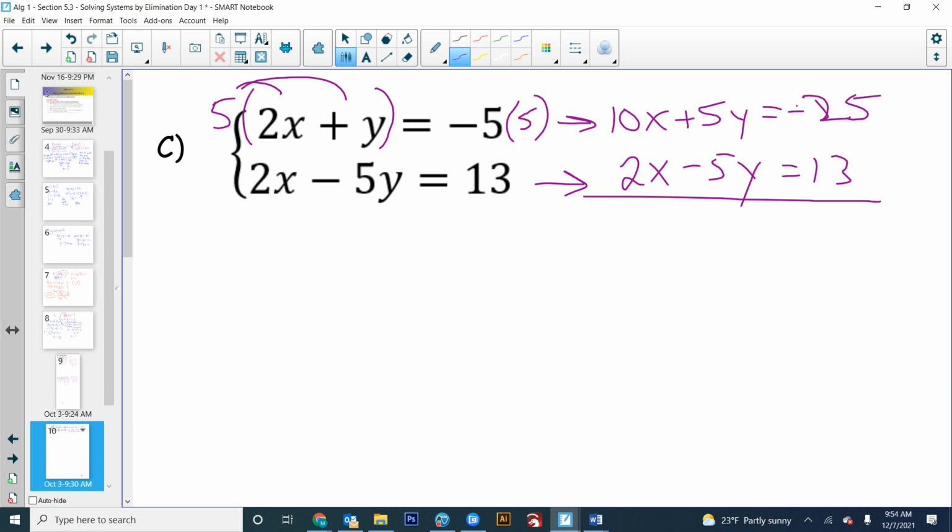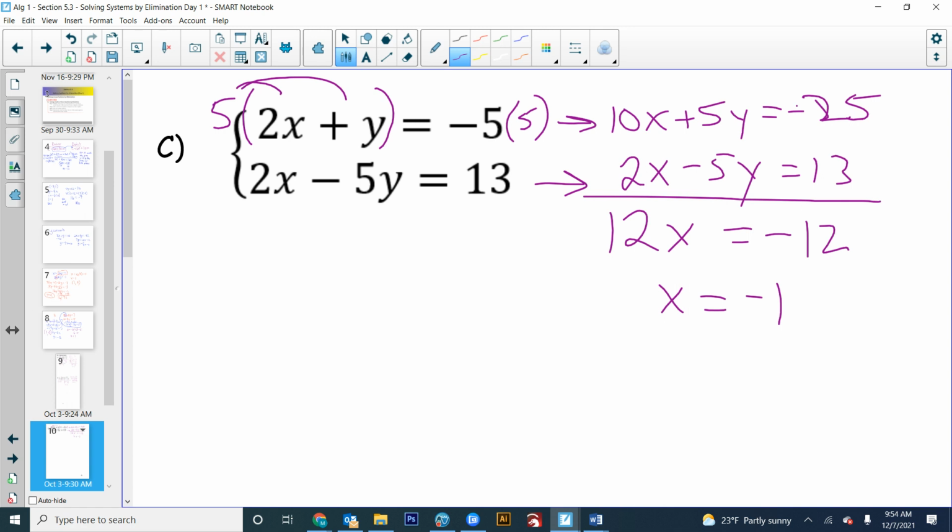Once I do that, this is kind of where we started with the first couple. It's set up for elimination. Does everybody see that? Okay, what's 10x plus 2x? What happens to my y's? Done. They're eliminated, right? Elimination. Remember that. What's negative 25 plus 13? Divide both sides by 12. What do you got?